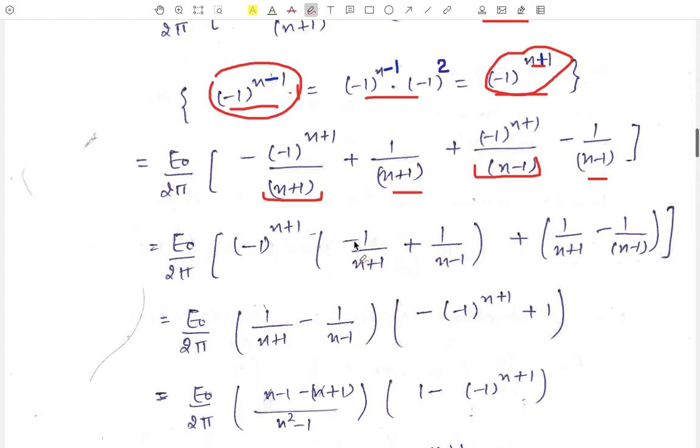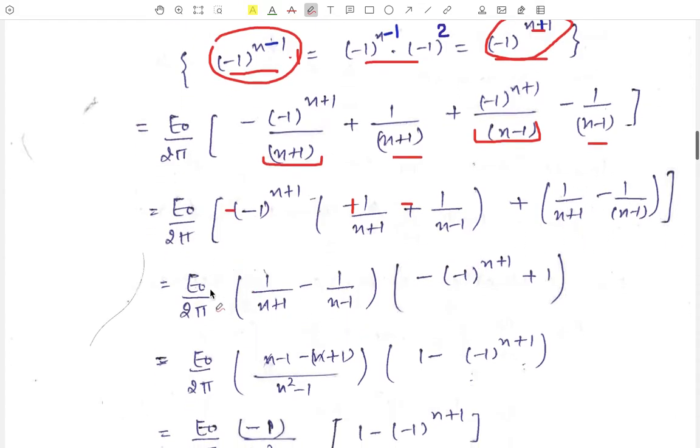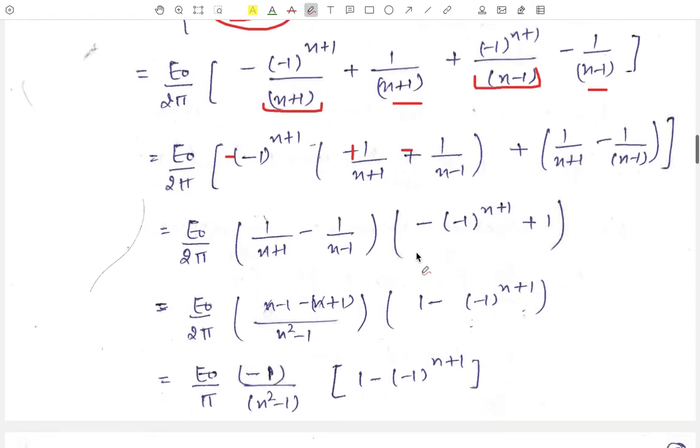Let us take a minus common from here. If we take this minus common, here it is plus, here it is minus and here it is minus again. So these two brackets are the same thing and can be taken outside as a common term. E naught upon 2 pi as it is from above, into 1 upon n plus 1 minus 1 upon n minus 1, we took it common. Inside what remains: minus of (minus 1) raised to power n plus 1, plus 1. Okay. That is 1 minus (minus 1) raised to power n plus 1.